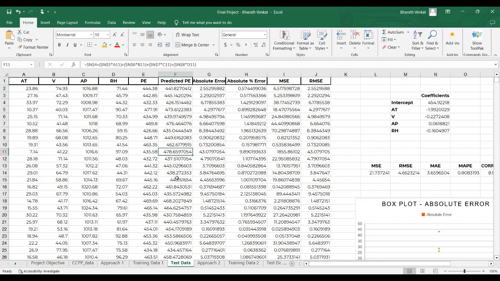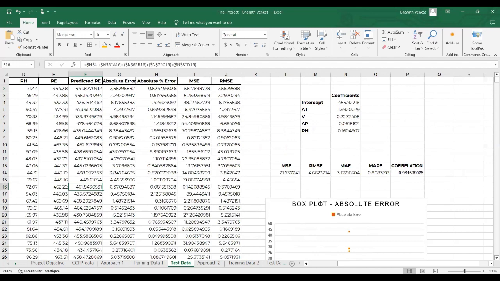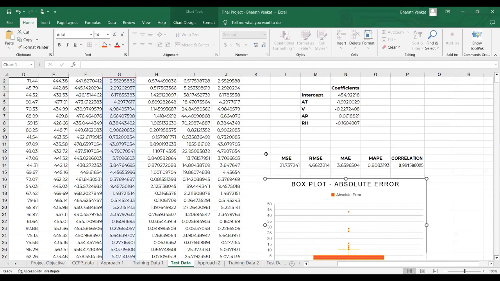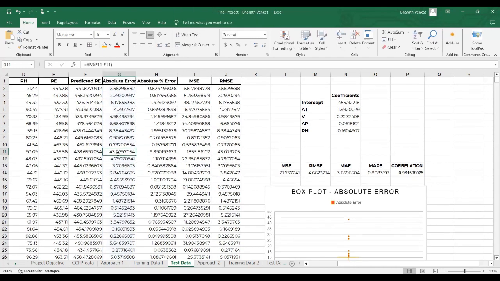Let's take a look at some of the values. They are very, very close for some values. But I also plotted just to show that there are outliers in this data, and we need to be careful in how we handle these outliers moving forward. For this analysis, I have considered outliers. For example, you see this absolute error of 43. When you subtract the predicted PE from the actual energy, you see that there is a huge error, but that comes out as an outlier.